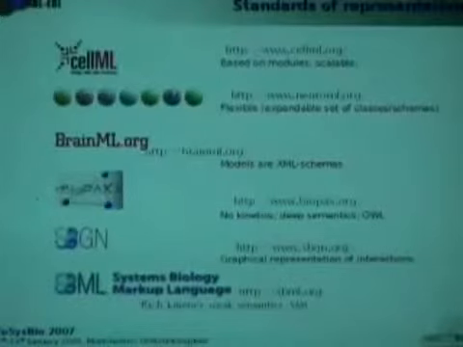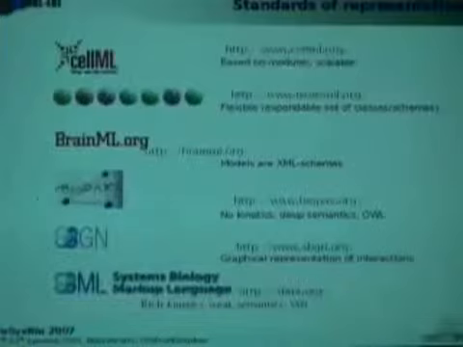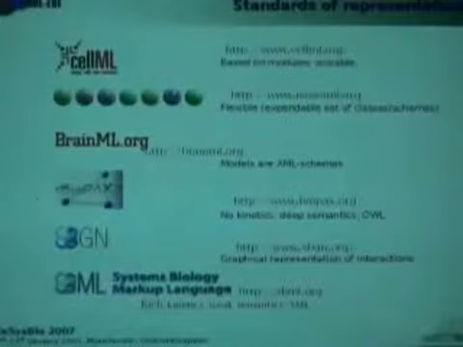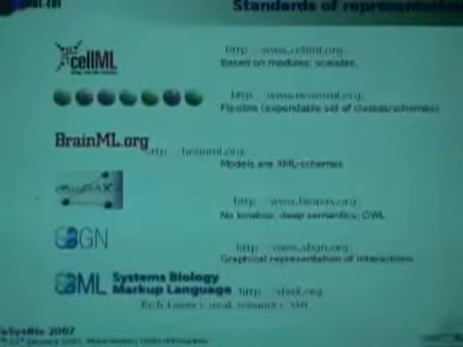So we have a lot of standards of representation for quantitative models. The most known probably are CellML and SBML. I will talk a bit more about that later, but we have others in neurobiology. We have NeuroML, BrainML. You have languages like BioPAX that are semantically rich but do not store quantitative information. You have graphical standards such as the nascent SBGN. So you have a lot of them, but by far the most successful has been SBML.